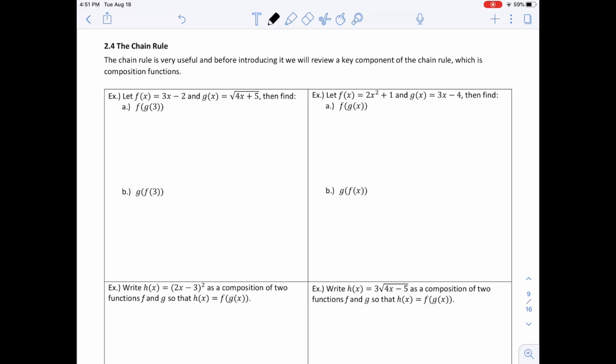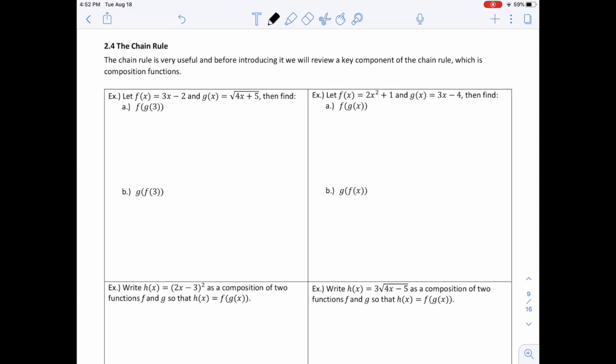This is the second part of Chapter 2. We are in Section 2.4, the chain rule. The chain rule is very useful, and before introducing it, we will review a key component of the chain rule, which is composition functions or composite functions.